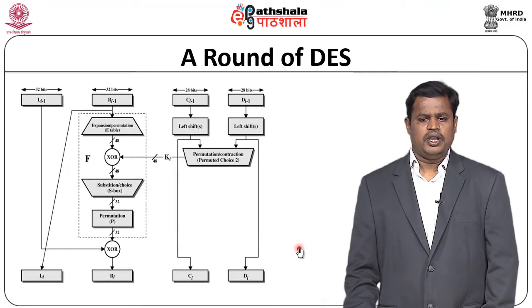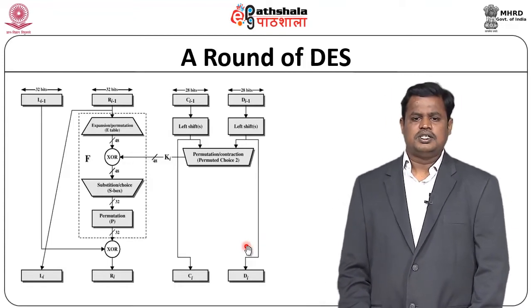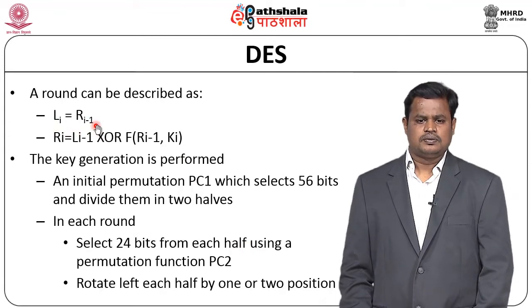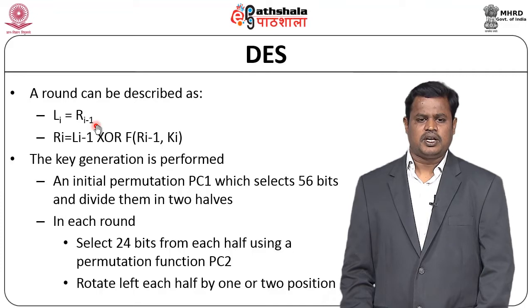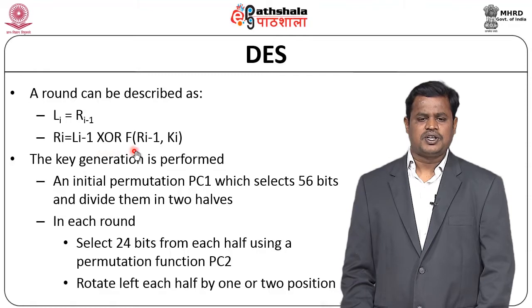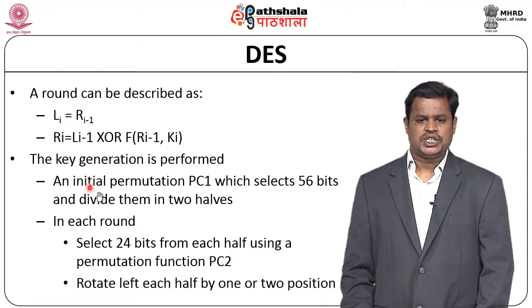So, now we need to know how this can be studied with the help of the simplified DES algorithm. This is the operation, described with respect to this particular equation. Li is equal to Ri minus 1, Ri is equal to Li minus 1 XOR the function of Ri minus 1 comma Ki. The key generation again goes through permutation and selection, and there will be around 16 rounds, all of which we know.